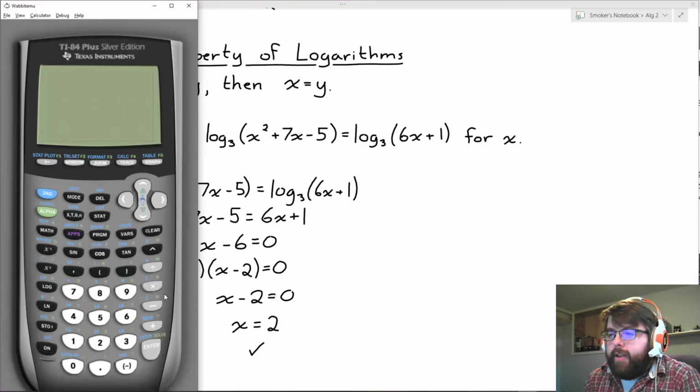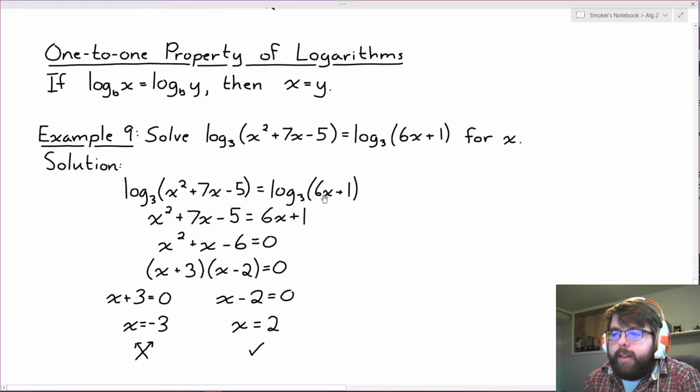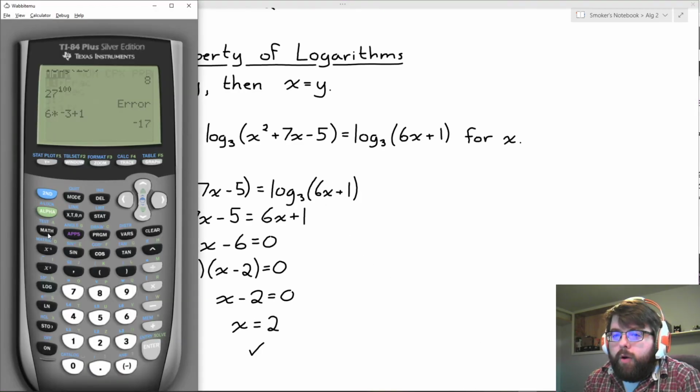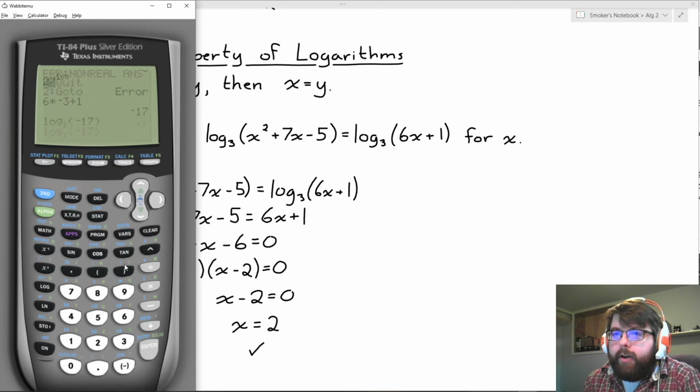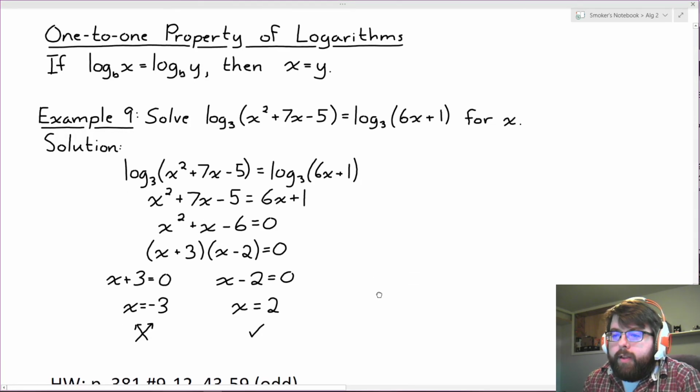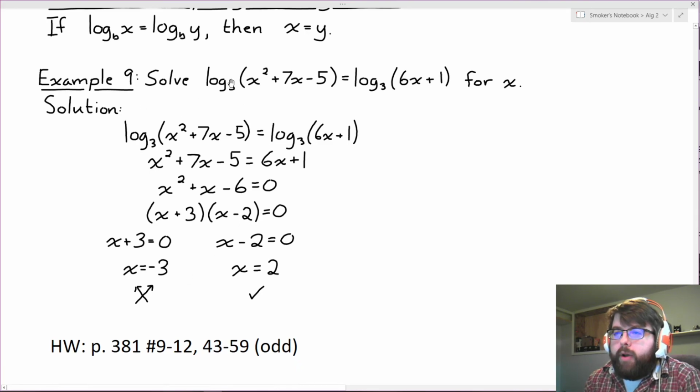So this is just kind of a trick question, this whole last part of it. Hopefully you get the main idea. Don't get hung up on the trickiness here at the end. 6 times negative 3 plus 1 is negative 17. If this is negative, there's no log base 3. There's nothing you can take 3 to that gives you a negative 17. You'll get an error.